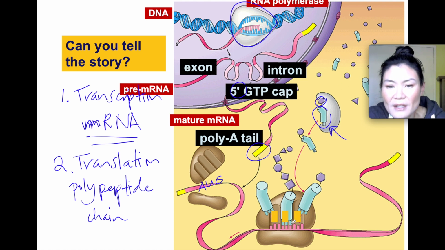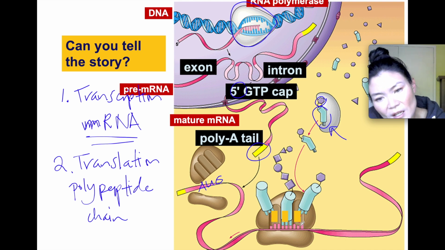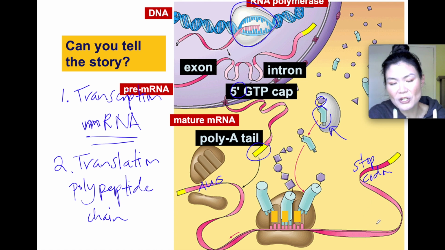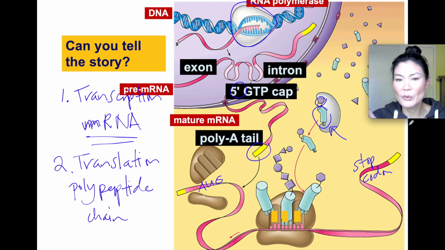All right, and then that ribosome is just going to continue reading the mRNA strand until it reaches a stop codon. Once it reaches the stop codon, that means that the polypeptide chain is done, it's finished, and then they'll disassemble. The ribosome's two subunits will disassemble and release the mRNA.